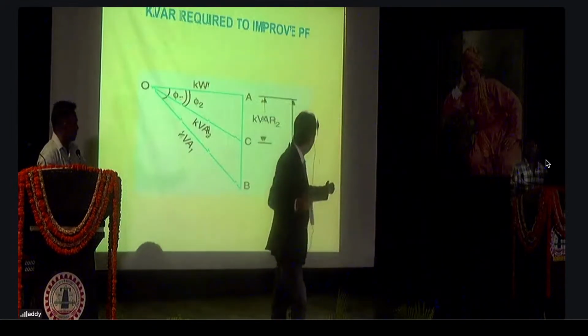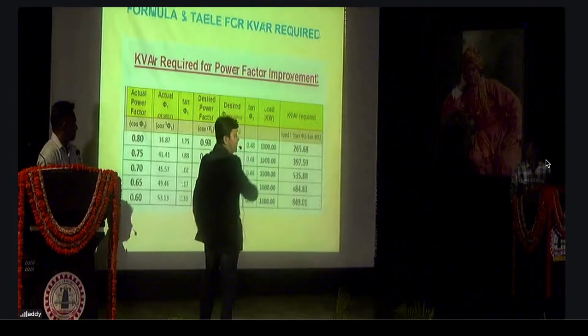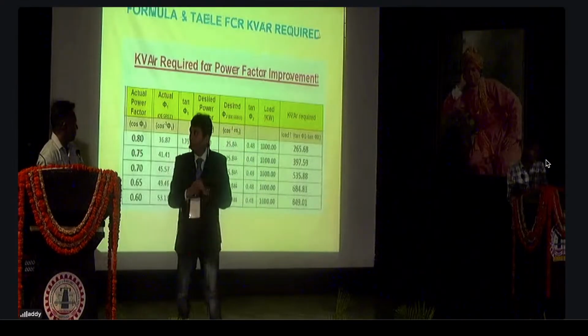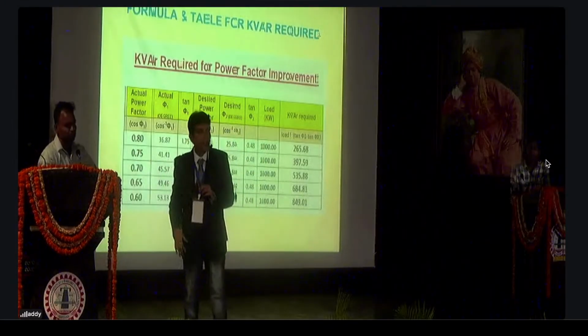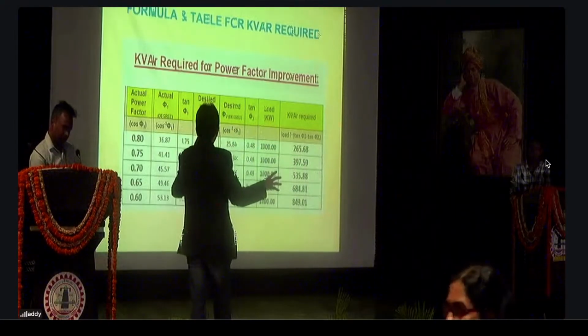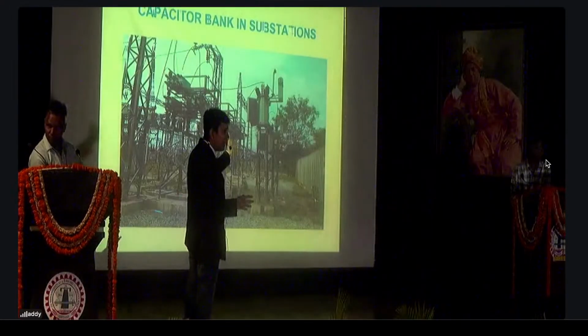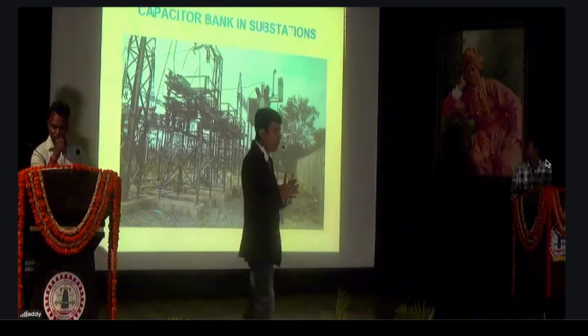Next. Next. These are examples. Give me 2 minutes. These are examples to understand the kVA required for different loads. Next. And this is a capacitor bank we use to control the voltage.